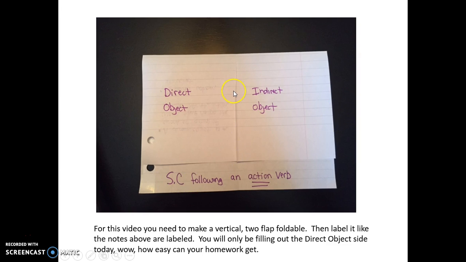This is a foldable you're making. It is a vertical 2-flap foldable. That means the hole should go to the left. You should fold it halfway down, cut it in two, label this side direct object, this side indirect object, and these are the subject complements that follow an action verb, direct and indirect objects.